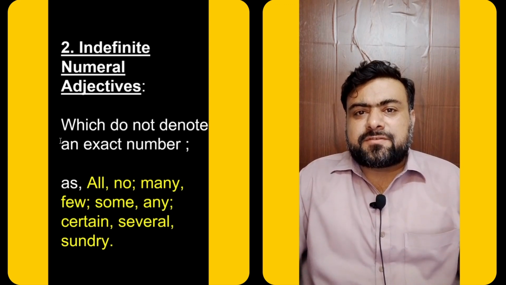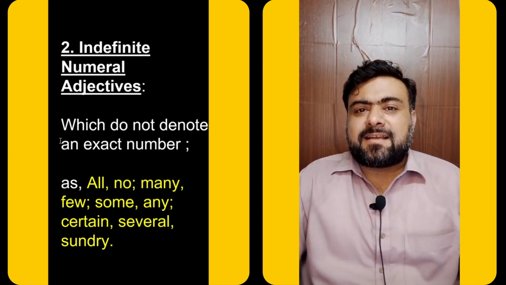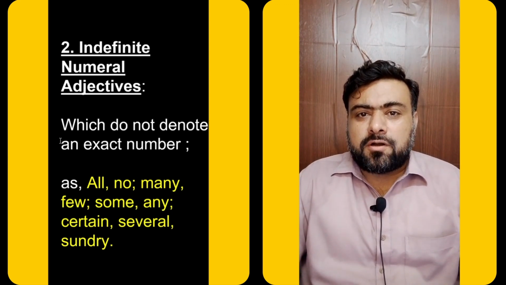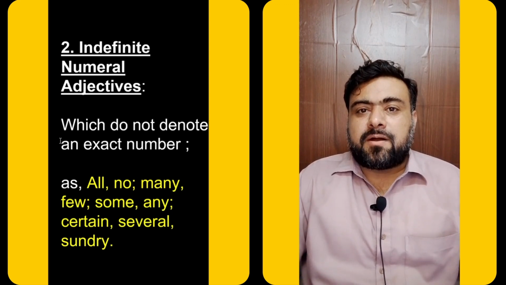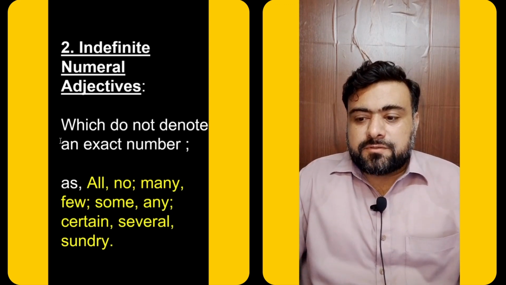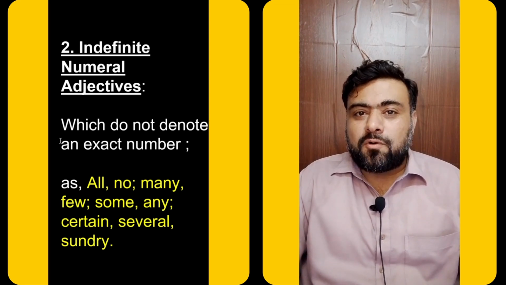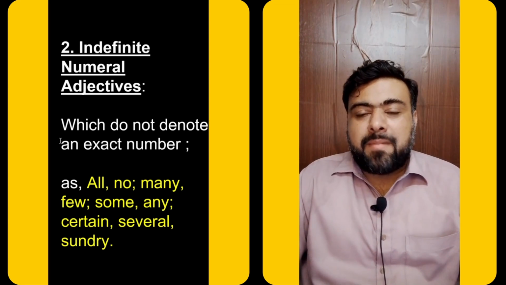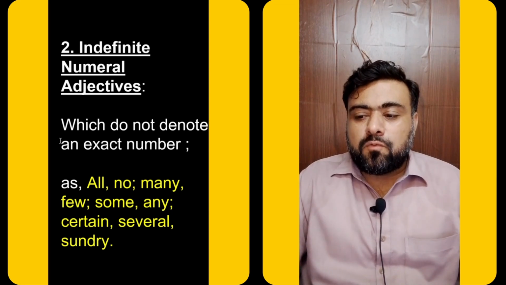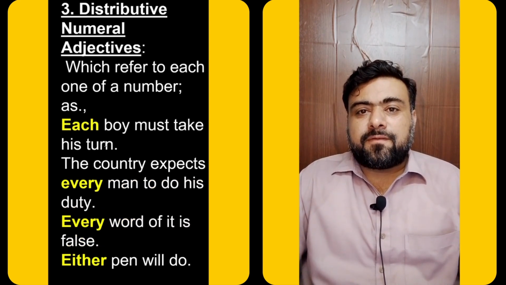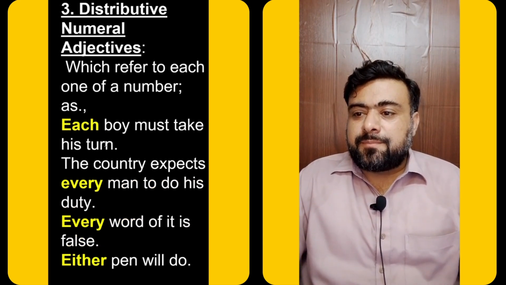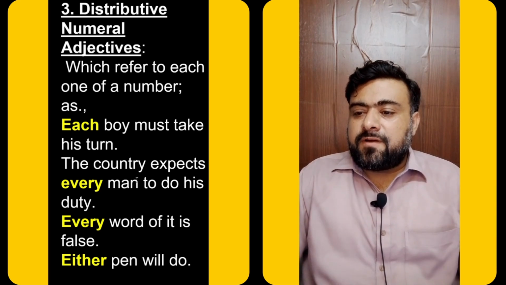These adjectives do not tell us the exact number or the exact order in which a noun lies, but they do tell us about the quantity of nouns. For example, we all know that all is more than no. Many is more than few. Third kind of numeral adjective, distributive numeral adjective, which refers to each one of a number.